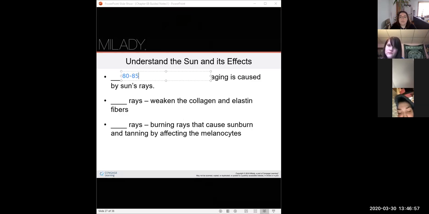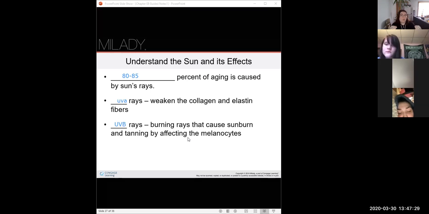80 to 85% of aging is caused by the sun's rays, which is an extrinsic factor. You can stay out of the sun. You have that capability. The sun gives off UVA rays and UVB. UVA is going to weaken the collagen and elastin in our skin, causing wrinkles and sagginess. And the UVB are what actually cause sunburn and tanning.